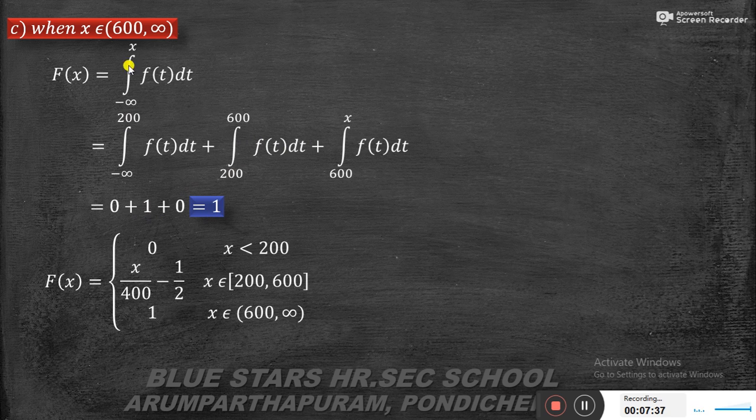Therefore the answer is 1 for the limit of 600 to infinity. Therefore I write the distribution function capital F of x equal to 0 for x less than 200. Next, x lies between 200 to 600 means the distribution function is x by 400 minus 1 by 2. Next, x belongs to 600 to infinity means the function is 1. So this is the distribution function. This is the answer for the distribution function.